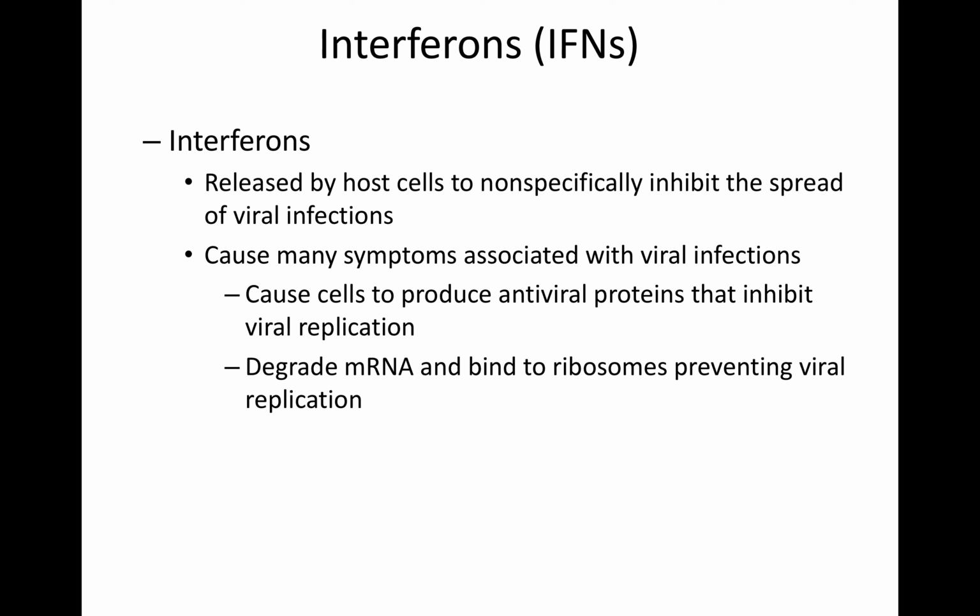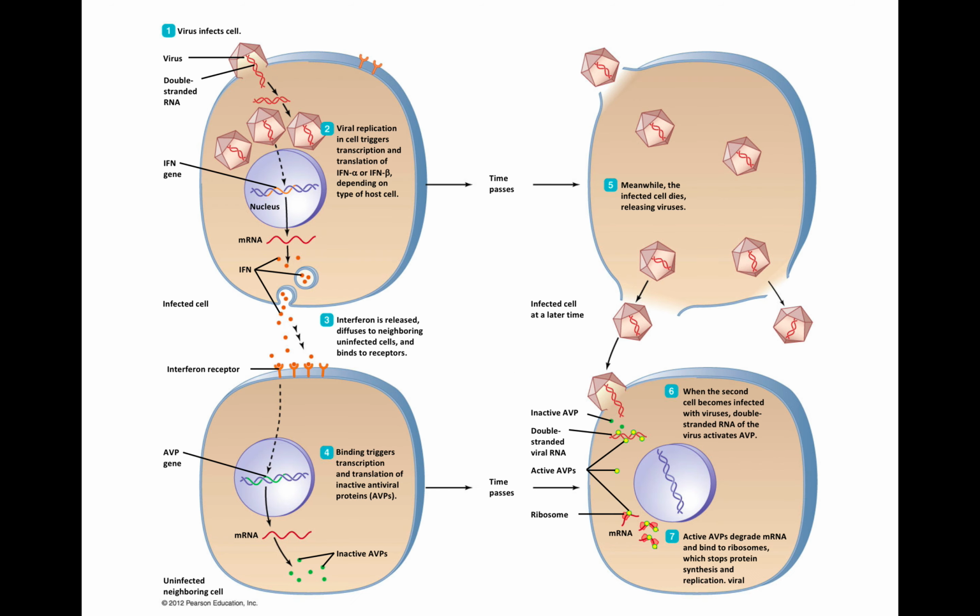Interferon is released by host cells that are infected by viruses, and the interferon may actually cause many of the symptoms associated with viral infections. And what interferon does, if you're an infected cell, a gene is activated to produce interferon, and that interferon is released into the surrounding environment. That causes the neighboring cells to produce what are called antiviral proteins that inhibit viral replication. So they can degrade messenger RNA and bind to ribosomes and prevent viral replication.